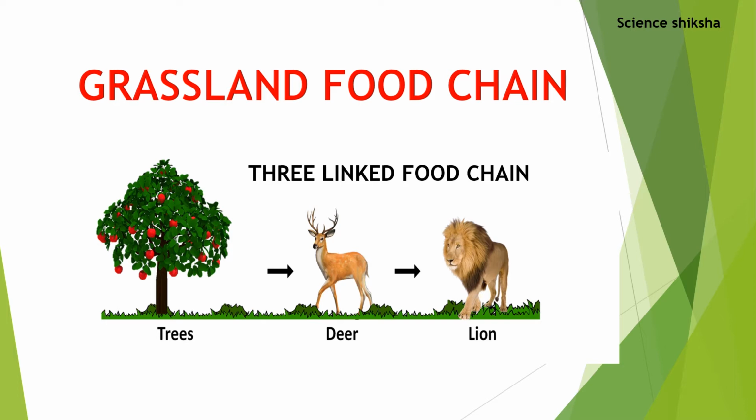In this food chain, grass is the producer organism which uses sunlight energy to prepare food like carbohydrates by the process of photosynthesis. This grass is then consumed by a herbivore called deer, and the deer is consumed by a carnivore called lion. So in this food chain, three organisms are linked with each other. So this food chain is a three-linked food chain.